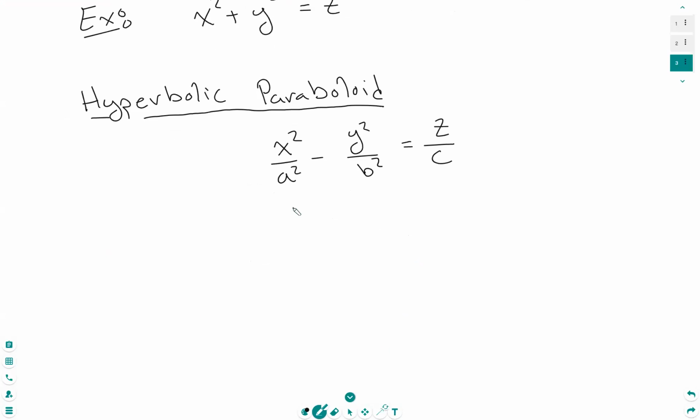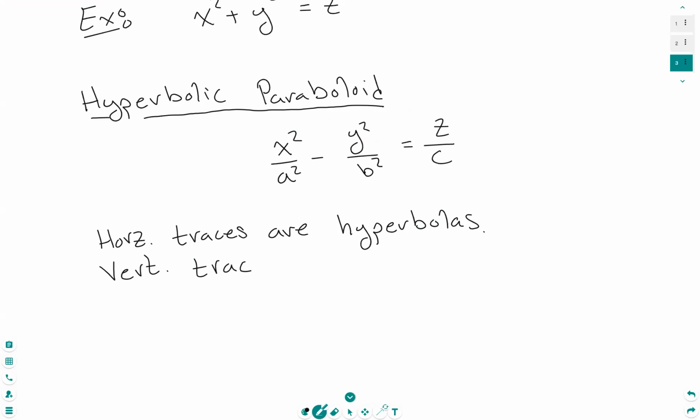So let's think about these traces. If I let z be 0, we're looking at the horizontal trace of this object, right? Or in fact, if we let z be some constant, we get hyperbolas. So we have a horizontal trace of hyperbolas. And now if we cut out one of these x's or y's, so if I let x be 0 or I let y be 0, we get parabolas again. So we have that the vertical traces are parabolas.